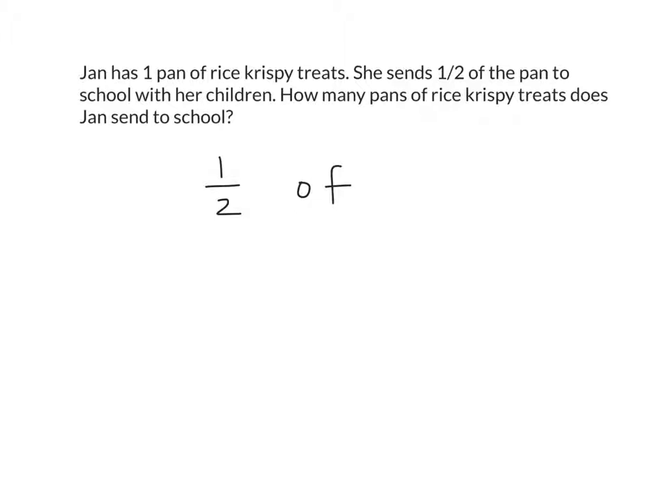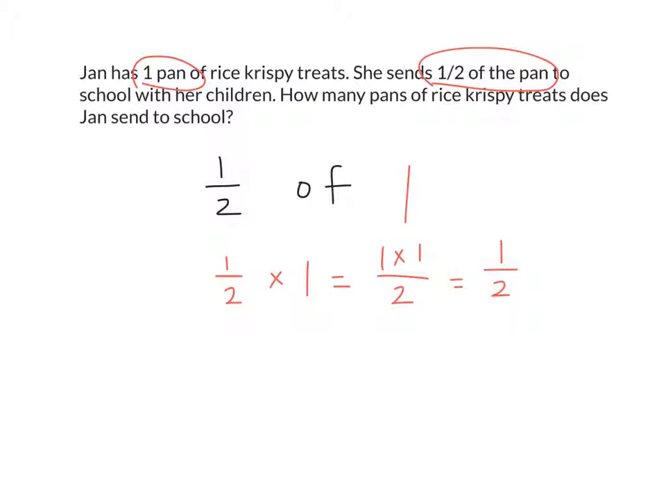Now, Jan has 1 pan of Rice Krispie Treats. She's going to send half of that pan to school with her children. How much of her pan will she send altogether? Well, this time we're finding half of 1. So as a math sentence, we know that's 1/2 times 1, which is 1 times 1 all over 2, which is 1 over 2. So what's half of 1? 1/2 of a pan. That's how much she's sending to school.